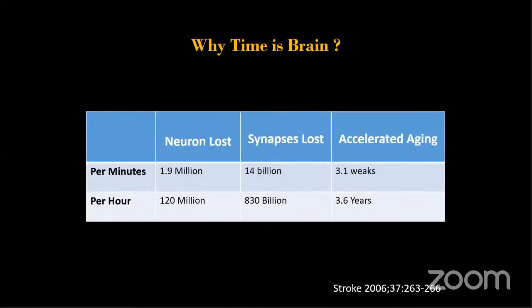Why is time so important in acute stroke? This paper from Saver and colleagues in 2006 showed that with each minute of large vessel occlusion, the brain will lose almost 2 million neuronal cells, and per hour 120 million. It will lose 14 billion synapses per minute, and accelerated aging is 3 weeks per minute and 3.6 years per hour.